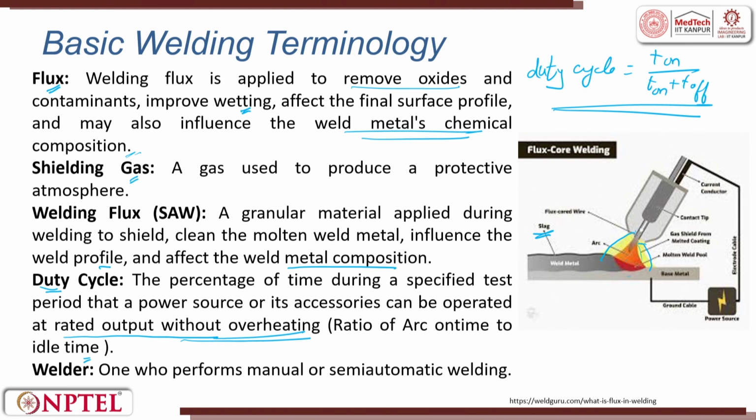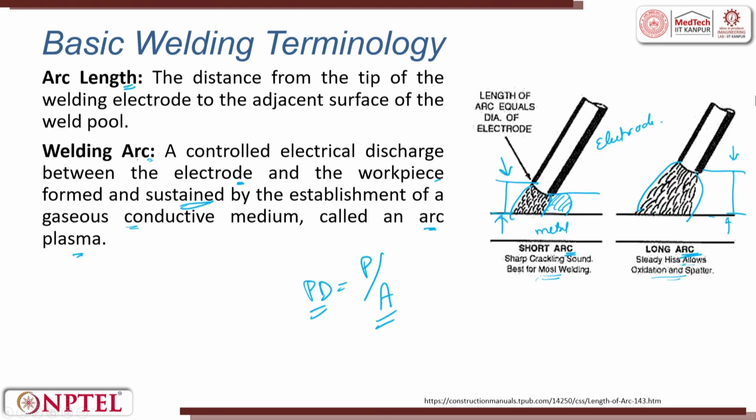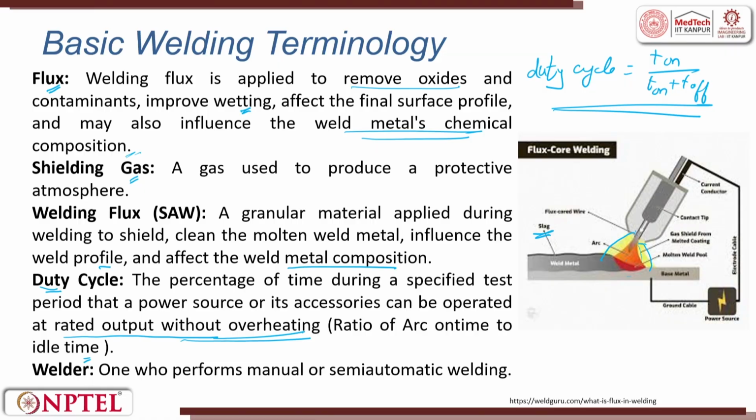And then finally, the skill of an operator. So, what all are important? The arc length has to be maintained, the welding arc has to be maintained, flux is to be added, shielding gas is to be added, and the voltage and current which you apply have to be linked with the duty cycle. So, when we control the duty cycle, you will try to get the best welding output.